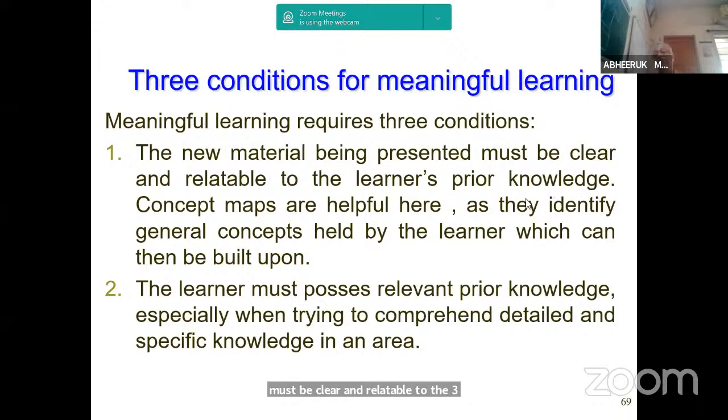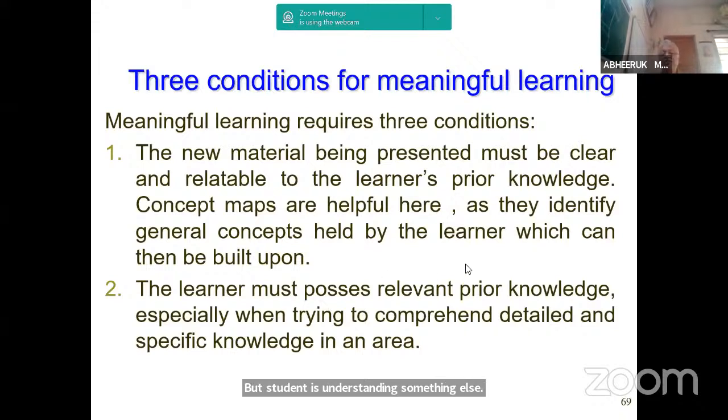Earlier concepts you taught should be related to new ones. Otherwise, it will be isolated and easily lost. So concept maps are useful here to identify the general concepts held by the learner. Sometimes you are teaching with one concept map, but the student has a different concept map. He's combining concepts differently, because you are teaching that these concepts are connected in a particular manner, but the student is understanding something else. His concept map will be different.